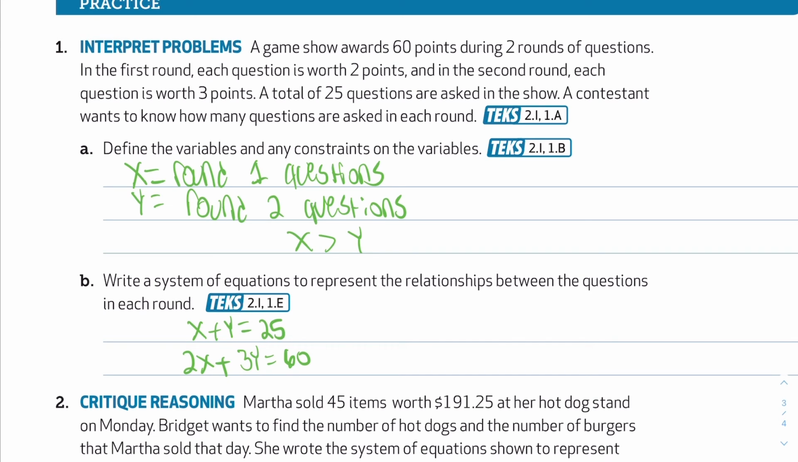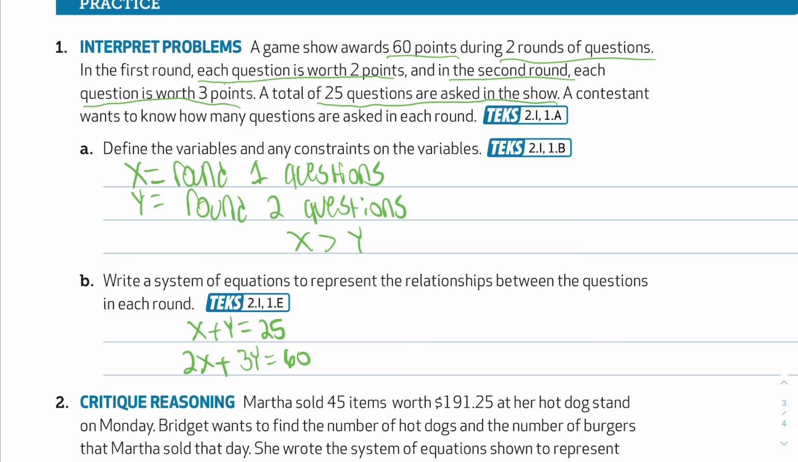It says a game show awards 60 points for 2 rounds of questions. In the first round, each question is worth 2 points. And the second round, each question is worth 3 points. 25 questions are asked in the show. So this 25 at the bottom, that's going to make one of the equations down here in part B for the system. That's 60 points at the top. That's going to be the total for the other equation in the system.